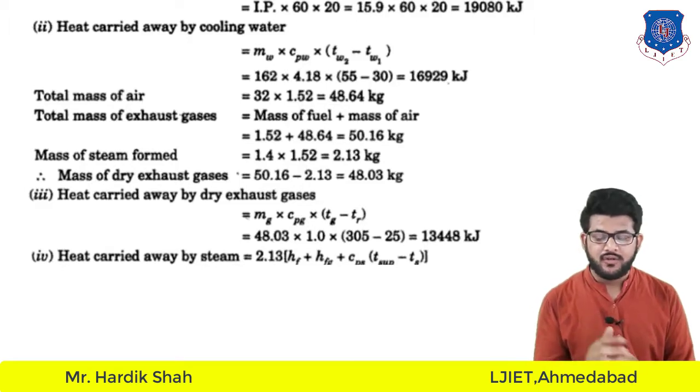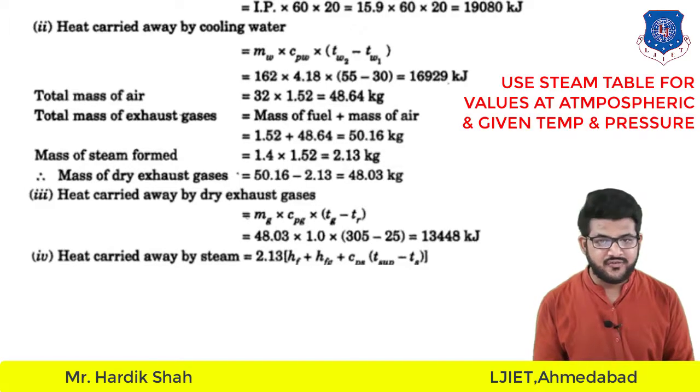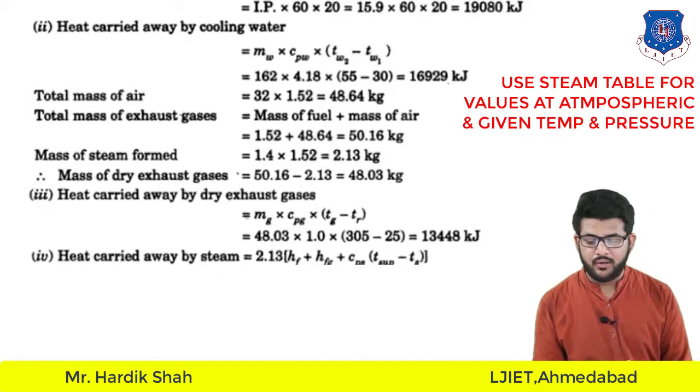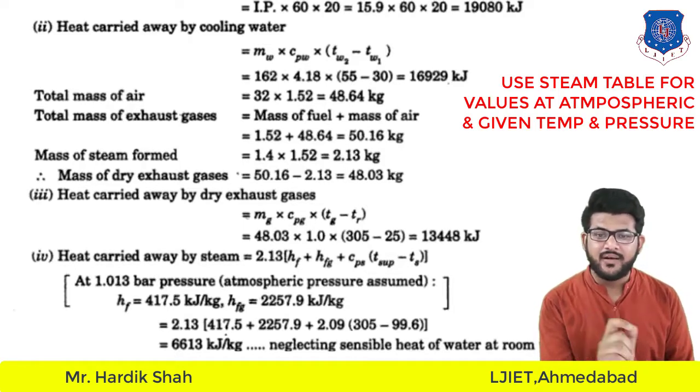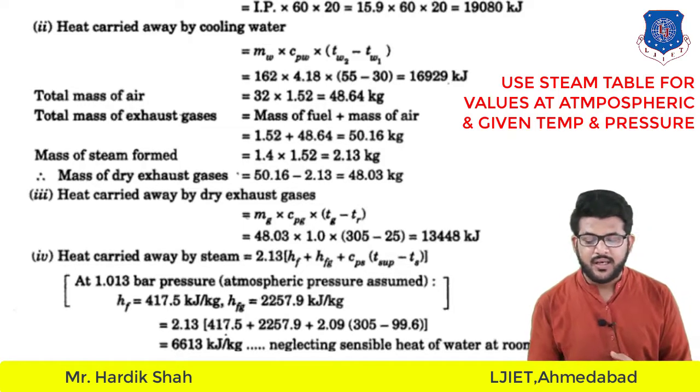Okay, so there will be mass times (HF plus HFG), because it was converting from water to steam, plus Cp times (T superheated minus T saturated). When we put all our data in this formula, you will get the answer for the heat carried away by the steam, that is 6613 kJ per kg.